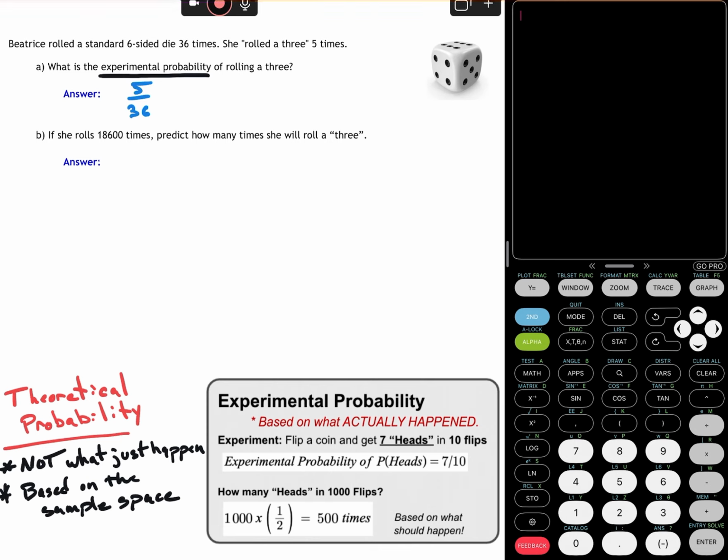Now the next question asks you to predict how many times she will roll a 3 if she rolls it another 18,600 times. Now that is going to be based on your theoretical probability. So that is not what just happened. So these past 36 trials do not matter whatsoever. It's based upon your sample space, which is this die has 6 sides. So what we predict to happen or what we expect to happen is based upon the theoretical probability.